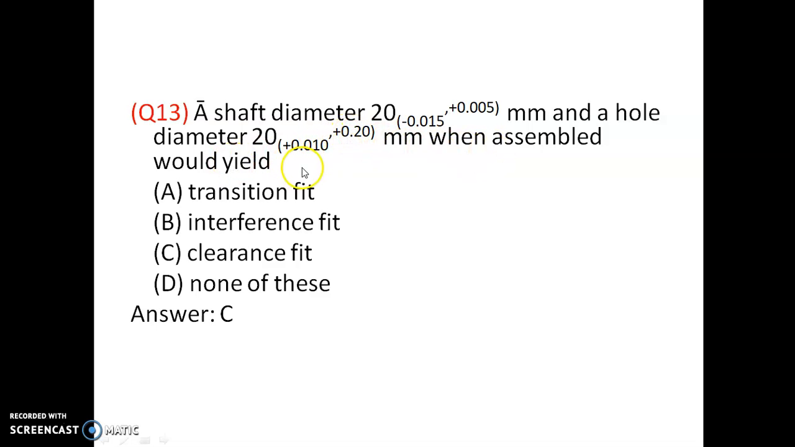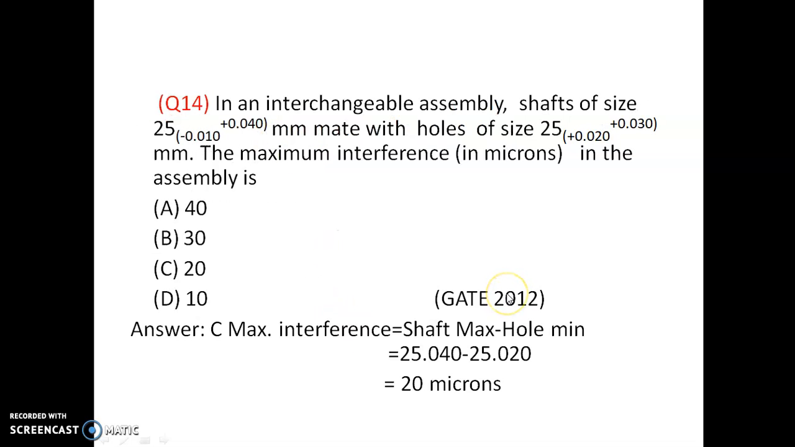The next question, a shaft diameter 20 minus 0.15 plus 0.015 and a hole diameter 20 0.10 plus 0.20 mm when assembled would yield clearance fit. So this is a shaft dimension. The shaft dimension is less than the hole dimension. Hole is larger. 20.005 is less than 20.010. All the dimensions are less than this value, so it would yield a clearance fit.